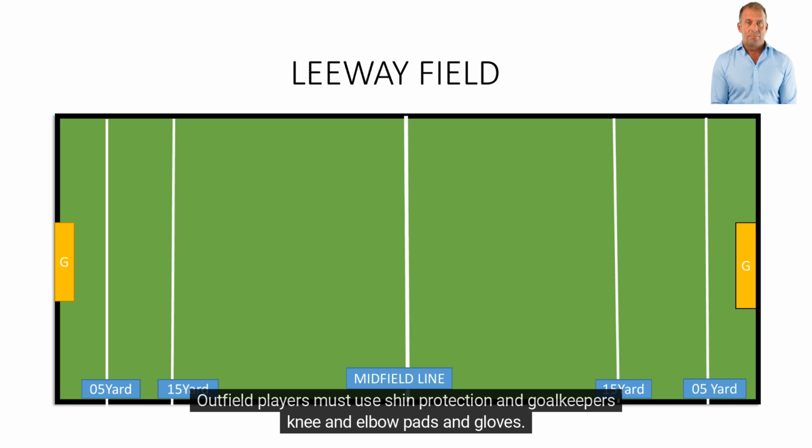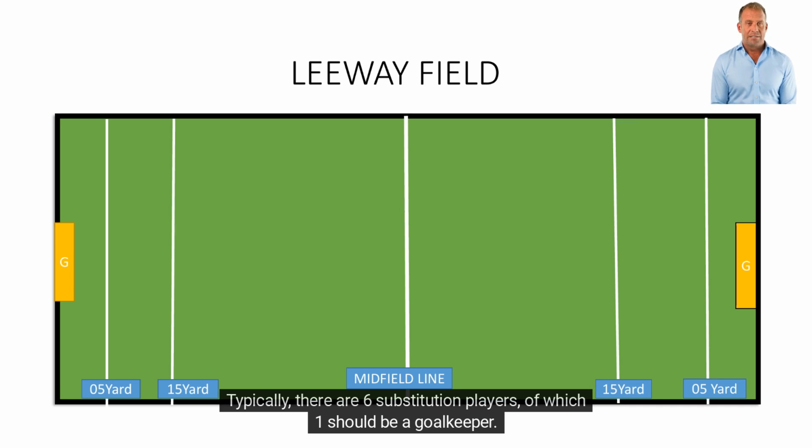Outfield players must use shin protection and goalkeepers knee and elbow pads and gloves. Typically, there are 6 substitution players, of which 1 should be a goalkeeper.